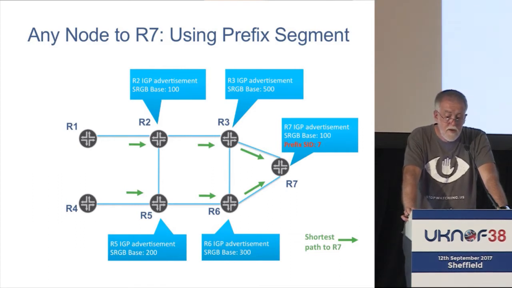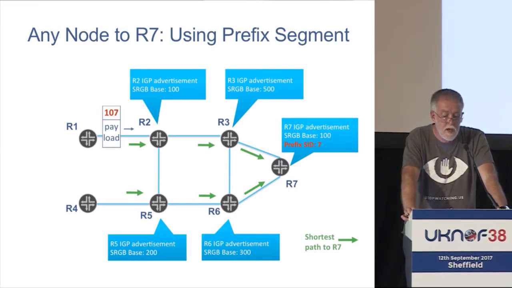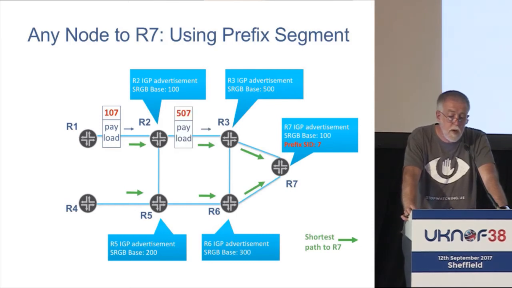And R7 also says, look, if you want to reach the prefix for me, my offset is 7. So that gets propagated through the IGP. And R1 now knows, if I want to send the packet, I'm going to send it to R2, that's along the shortest path, and I'm going to attach to it the offset 7 and R2's block 100. And R2 will do a label swap.